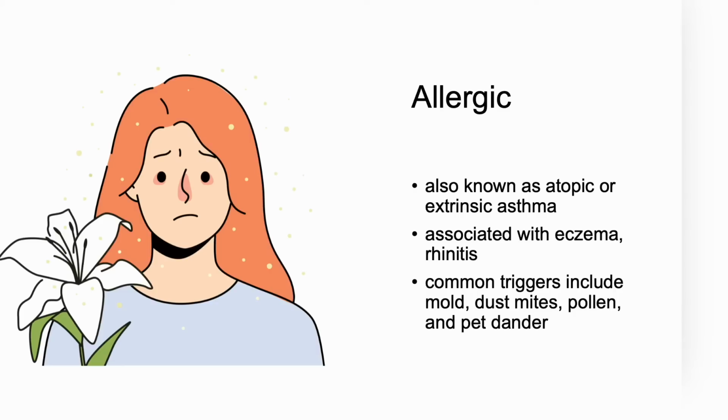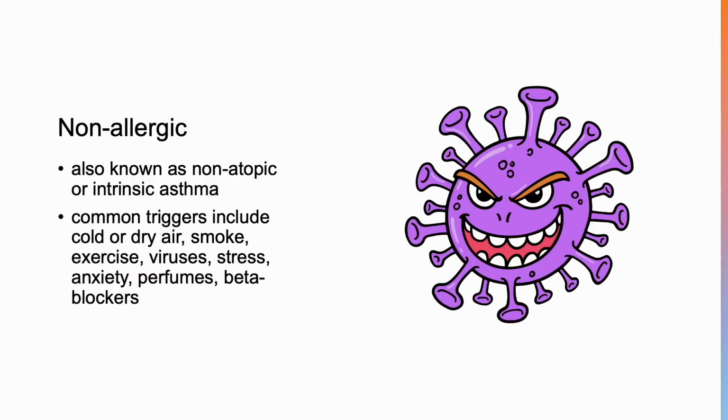Allergic type is also called extrinsic asthma. It is often associated with eczema or rhinitis. Some common triggers include mold, dust mites, pollen, and pet dander. The non-allergic type, also called non-atopic or intrinsic asthma, has the following common triggers: cold or dry air, smoke, exercise, certain viruses, stress, anxiety, perfumes, and even medications such as beta blockers.